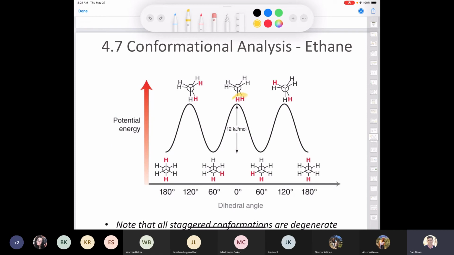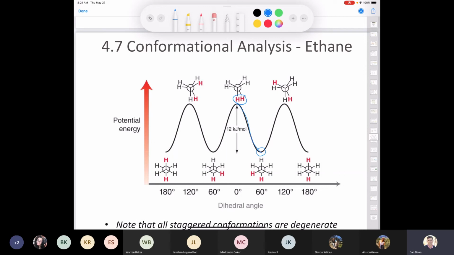If we start with the angle of 0 degrees, and we're just looking at the 2 protons that are highlighted in red. Yes, I know there's 6 protons, but we're going to focus on the ones highlighted in red. You see that if you go from the 2 highlighted in red and then you rotate the bond so that you have a dihedral angle of 60 degrees, then everything is spread as far apart as possible, and we're going to drop in potential energy by what? That 12 kilojoules per mole.